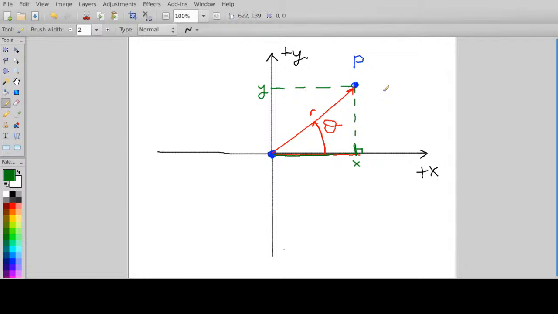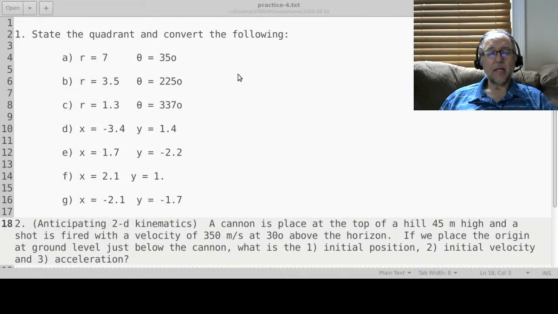And if I give you r and theta, you ought to be able to find x and y, and if I give you x and y, you ought to be able to find r and theta. Okay, so that's what our first problem is about. It's going to be converting r and theta to x and y, or conversely, x and y to r and theta. Okay, and well, let's start here.